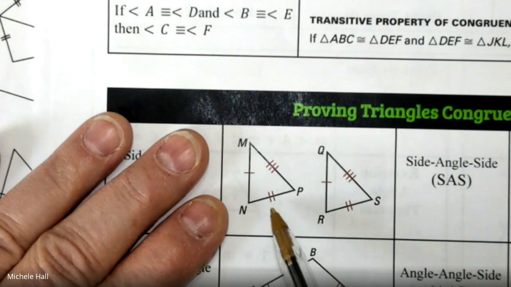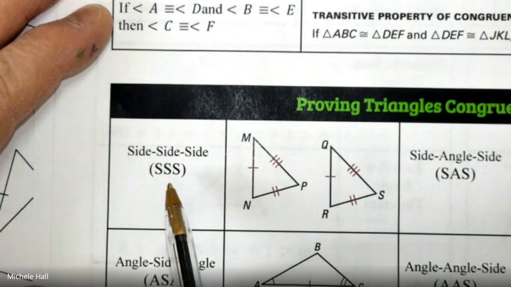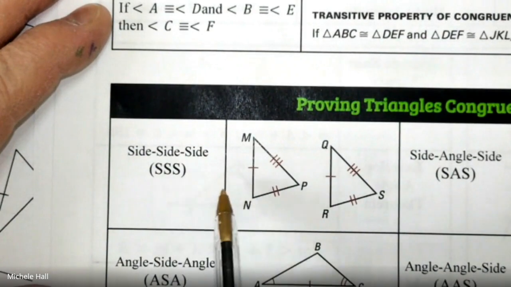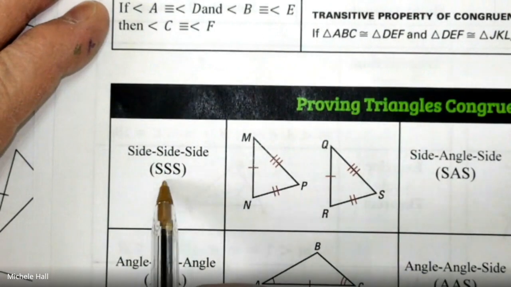When I see 3 sides of one triangle are congruent to 3 sides of another triangle, what theorem am I going to use to say that they're congruent? I'm going to use the SSS, side, side, side. When I see 3 sides of a triangle are congruent to 3 sides of another triangle, that means that they're going to be congruent by SSS.